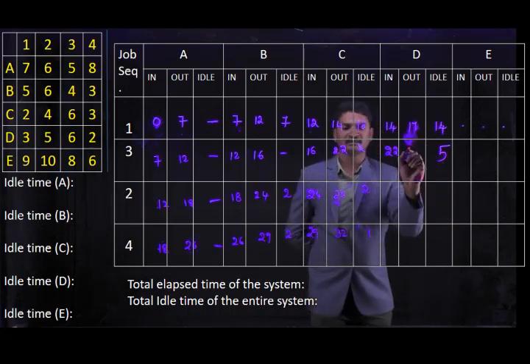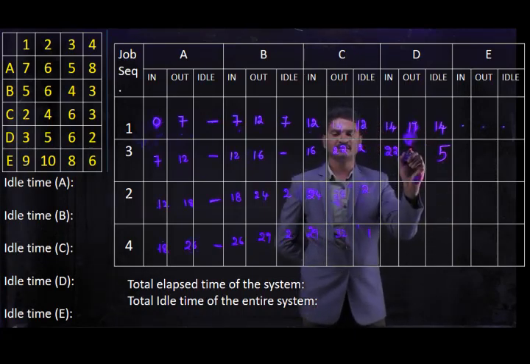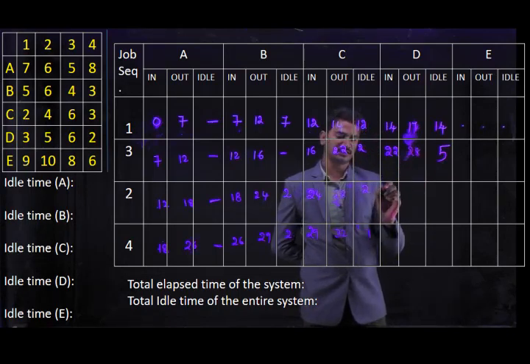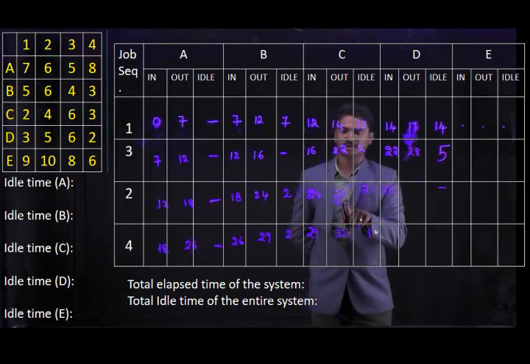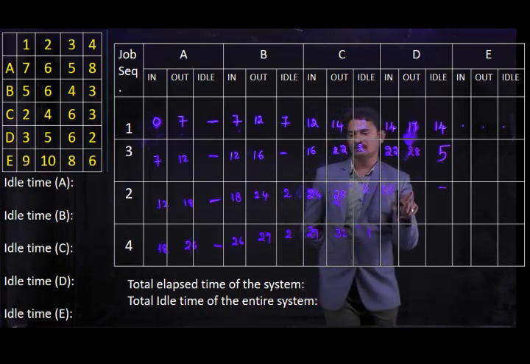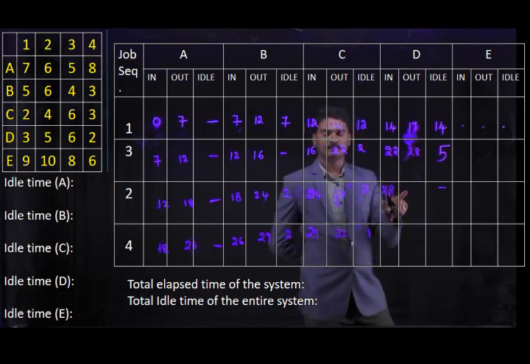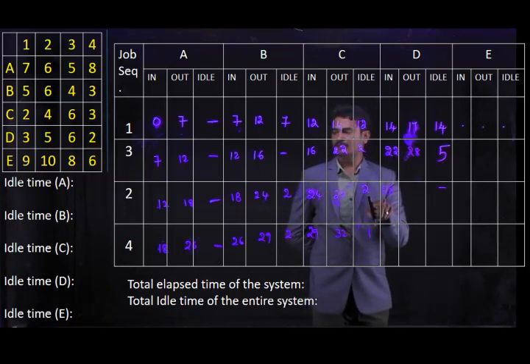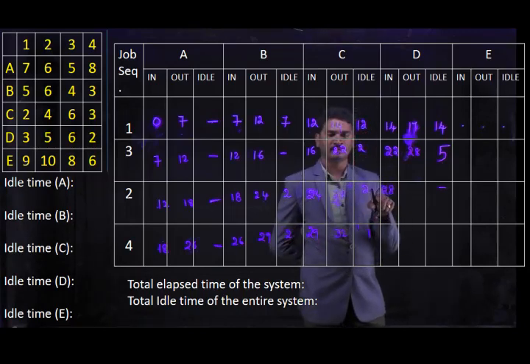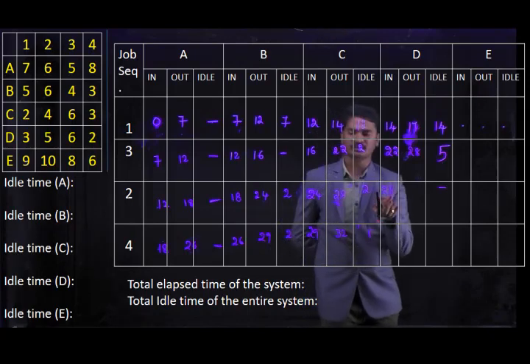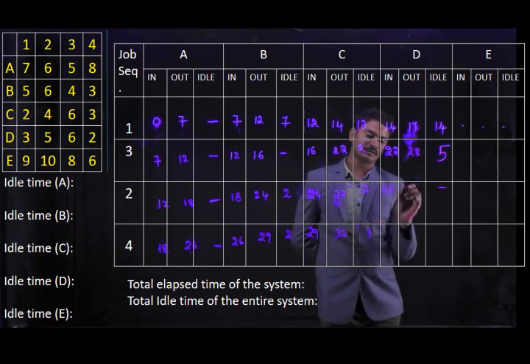Next, the processing time of the third mission at D is 6 hours, so 28. Now we are going to start at the 28th hour. Here there is no idle time. Immediately we are going to start it, and here the processing time is at the fourth job D mission. The second job D mission is 5 hours, 33.